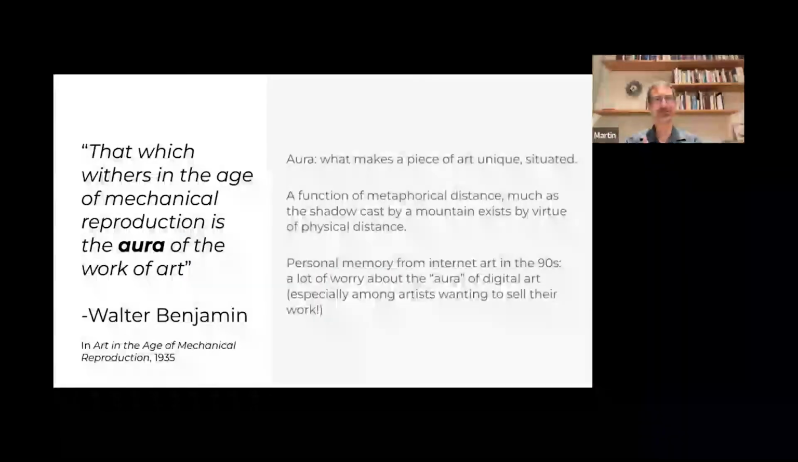So what is aura? Aura is a term coined by Walter Benjamin in 1935 in a famous book musing about what it meant to have art when you could reproduce it easily. And to him, aura was exactly what makes a piece of art unique and situated. And it was very often a function of distance in some sense. In fact, when Ari was describing the Mona Lisa and the 10 tourist deep wall, that exactly is the distance that creates aura.